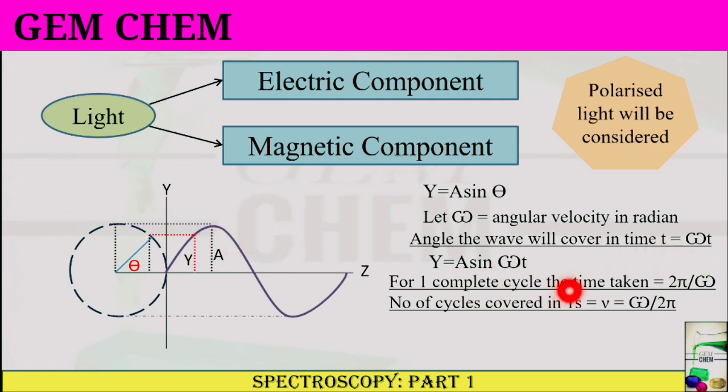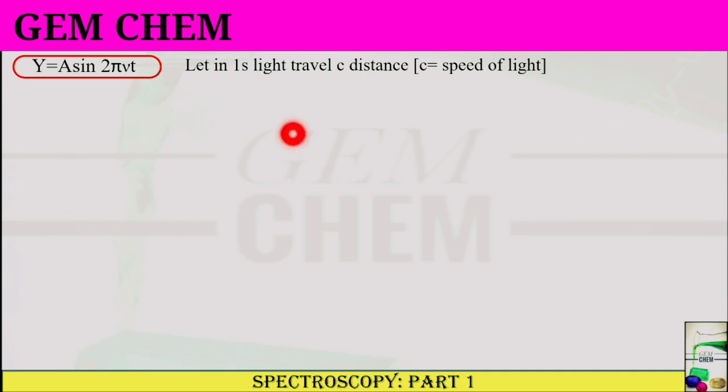So the number of cycles covered in 1 second will be my frequency. As a result, it will become omega by 2 pi. So the final equation comes to be y equals a sine 2 pi nu t. Now using this equation, if we go further, we have considered that in 1 second light is traveling c distance.